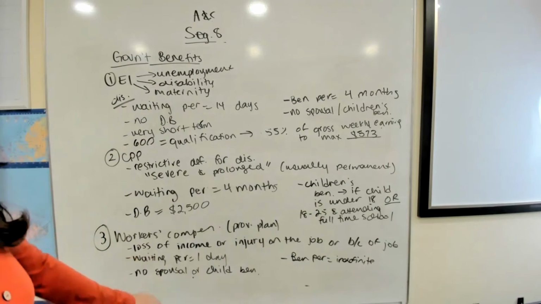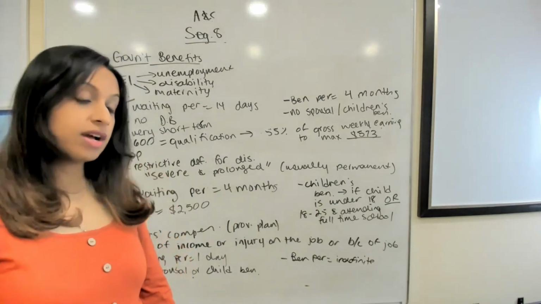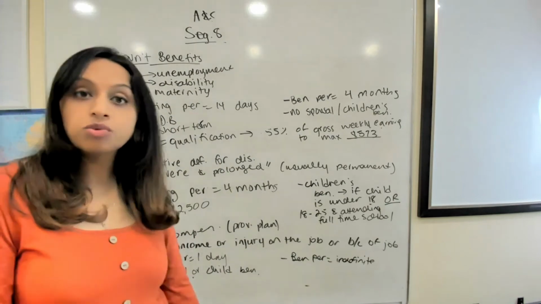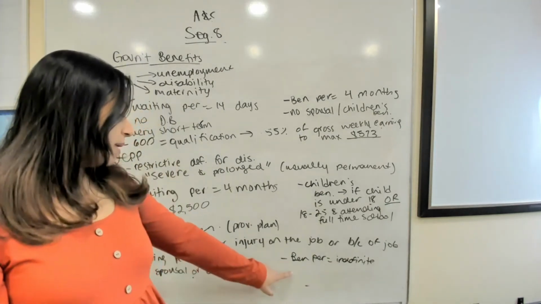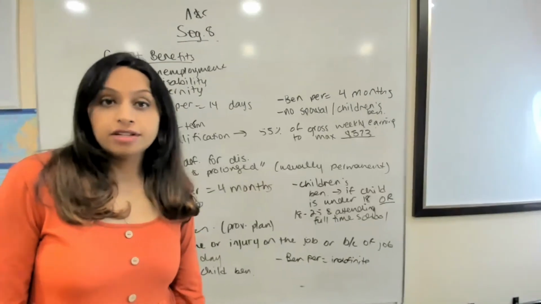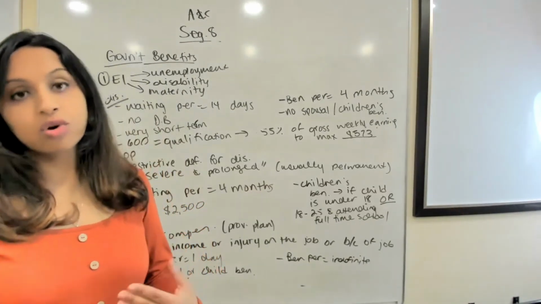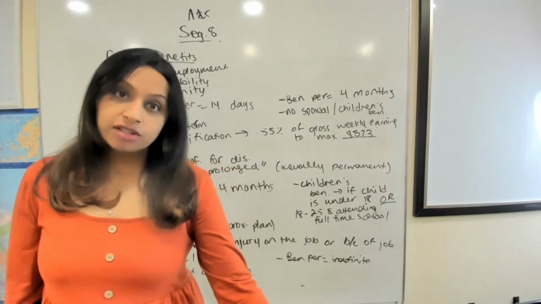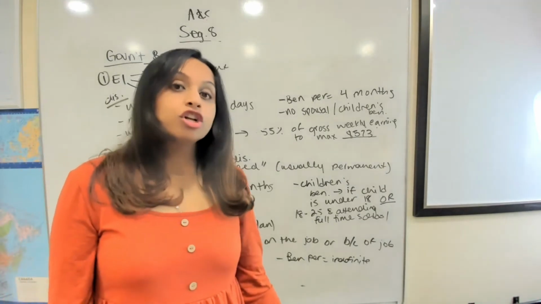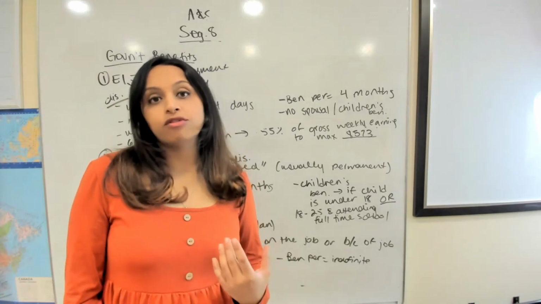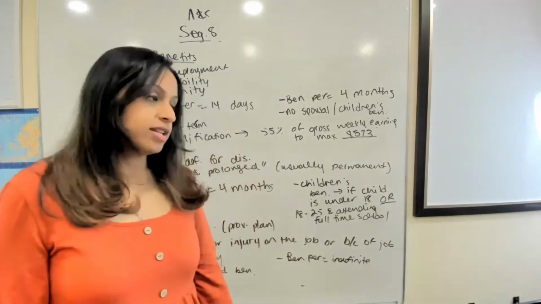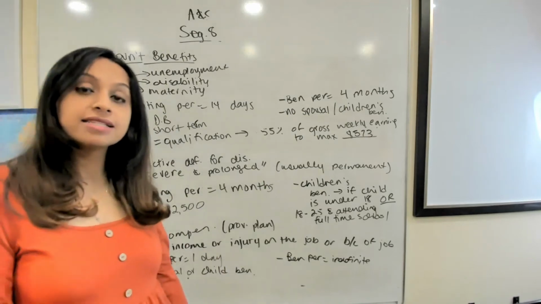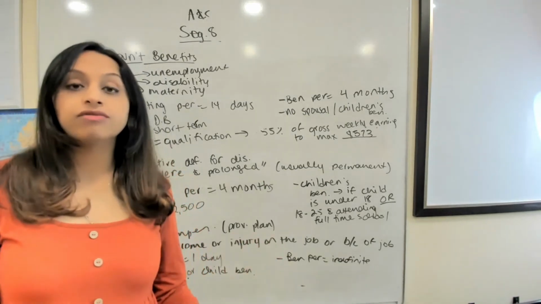The waiting period for this is 1 day, so it's very quick compared to some of the other plans. And there is no spousal benefit or children's benefit with workers' compensation. However, the benefit period is indefinite. That benefit period can go on for as long as a person needs it, even to a lifetime if the injury is that severe. So it's not saying that it's only going to pay for 4 months or for 6 months or anything like that.